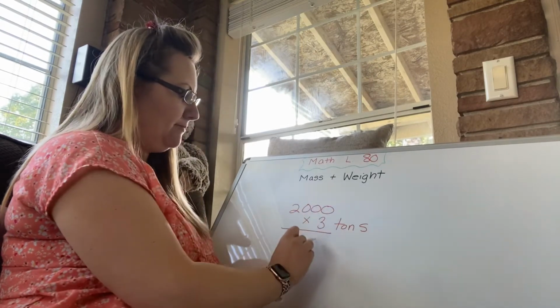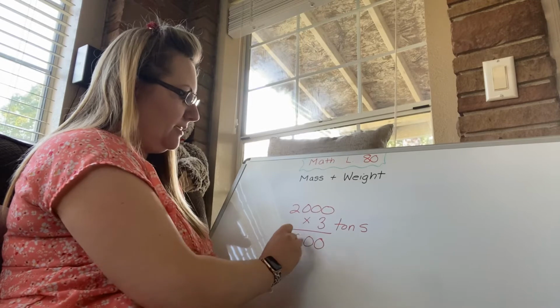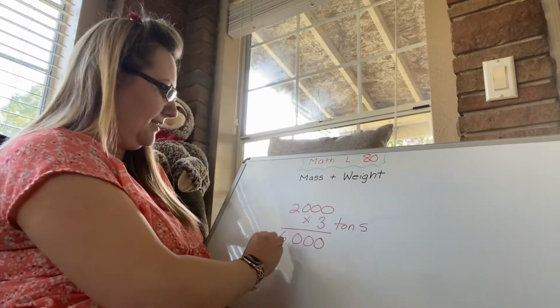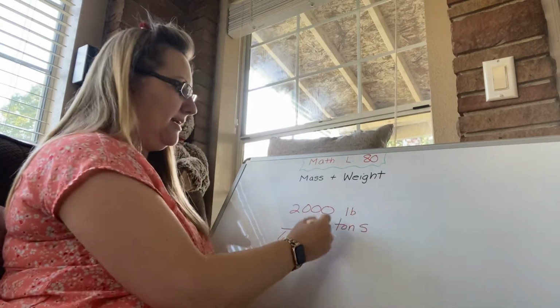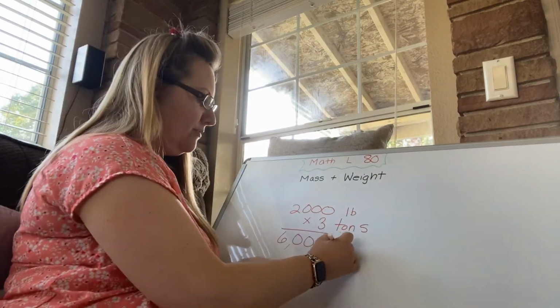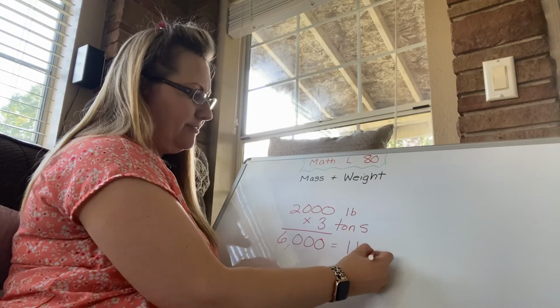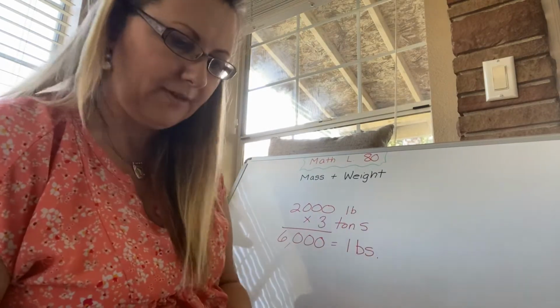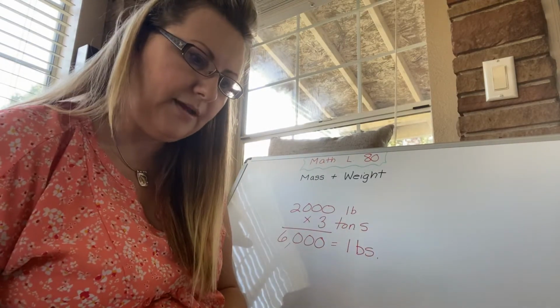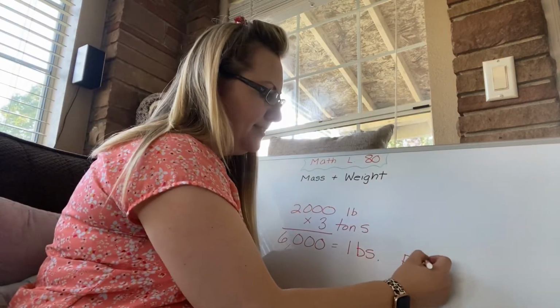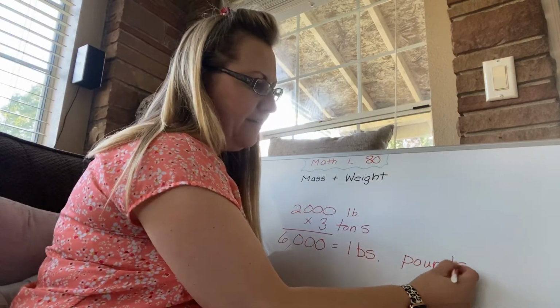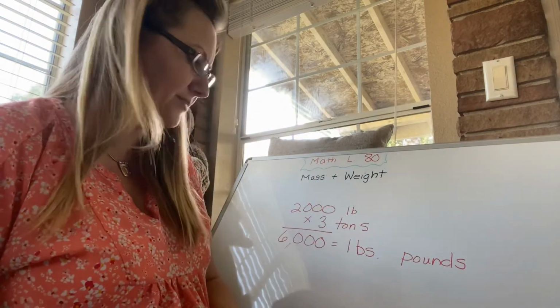3 times 2 is 6, and then the 0, 0, 0. So 2,000 pounds times 3 tons is going to equal 6,000 pounds. And of course, a good way to write this is to write out the word pounds. So 6,000 pounds.